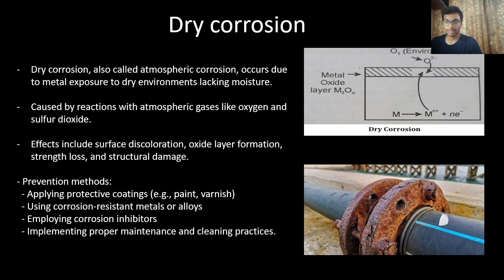dioxide. Dry corrosion can have several effects on metals, including surface discoloration, formation of oxide layers, loss of material strength, structural damage. To prevent dry corrosion, several methods can be employed, such as applying protective coating such as paint or varnish, using corrosion-resistant metals or alloys, implementing proper maintenance and cleaning procedures. It is important to address dry corrosion in order to prolong the lifespan and maintain the integrity of metal structures and equipment.